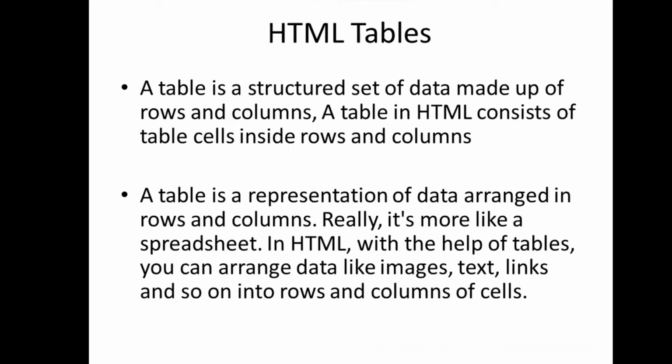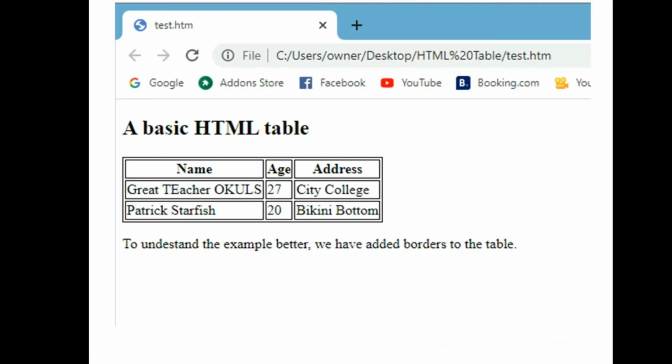HTML tables. A table is a structured set of data made up of rows and columns. A table in HTML consists of table cells inside rows and columns. A table is a representation of data arranged in rows and columns. Really, it's more like a spreadsheet.